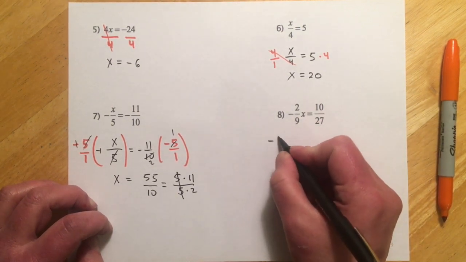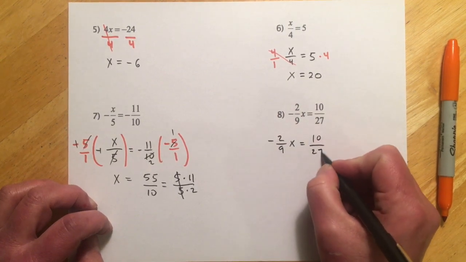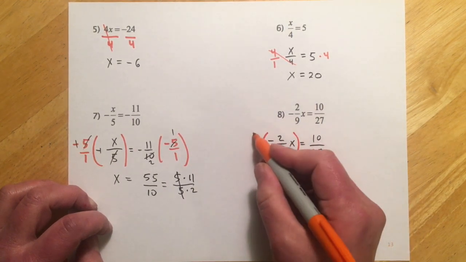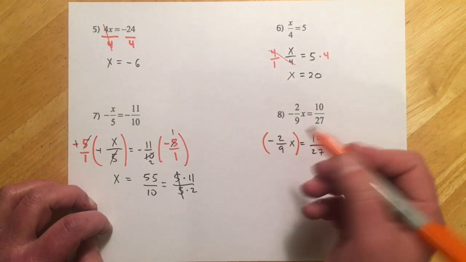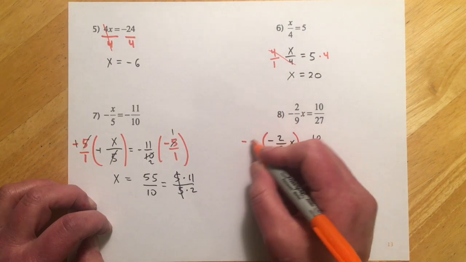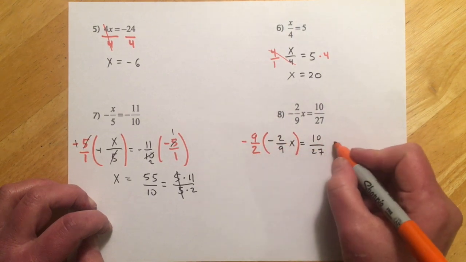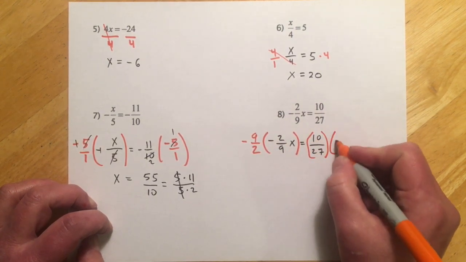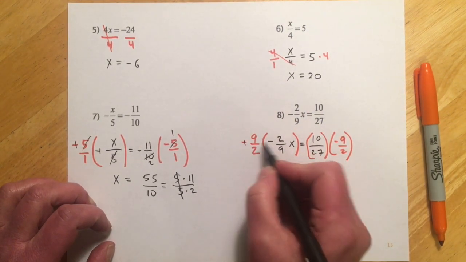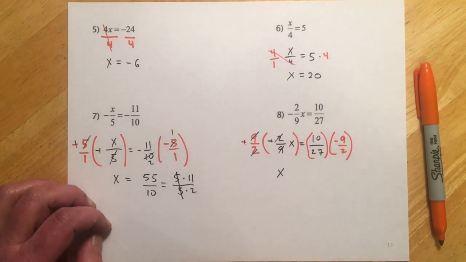Number 8, so this one's got a full-on fraction in front, and those are actually pretty easy to deal with. All we've got to do, we're essentially going to multiply by a 9 and divide by a 2, which is just multiplying by the reciprocal of this. So again, we want to use the same sign. If it's a positive, we use positive. Negative, we use negative, so it comes out positive. And we'll do 9 halves there, and then negative 9 halves there. So negative, negative makes positive. 2's are gone, and the 9's are gone, so there's our x all by itself.